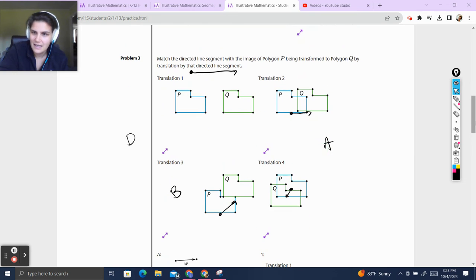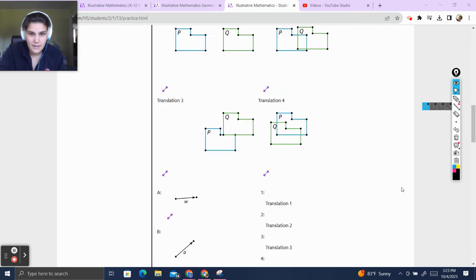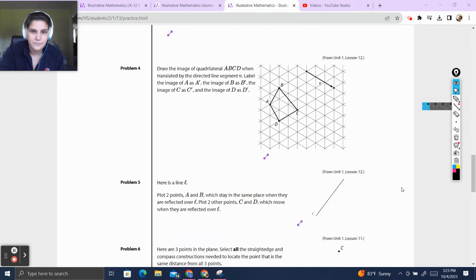I actually like that a lot. So this is going to be C. And we've done. So translation 1 is D, translation 2 is A, translation 3 is B, and translation 4 is C. Let's go on to the next question.